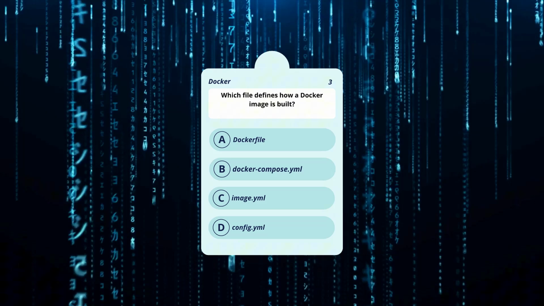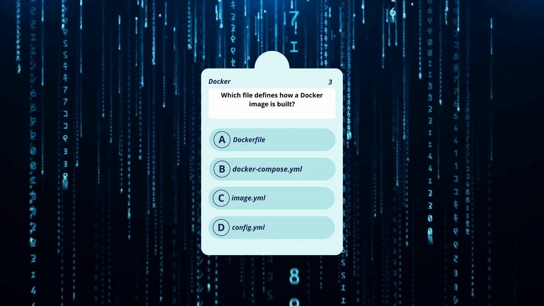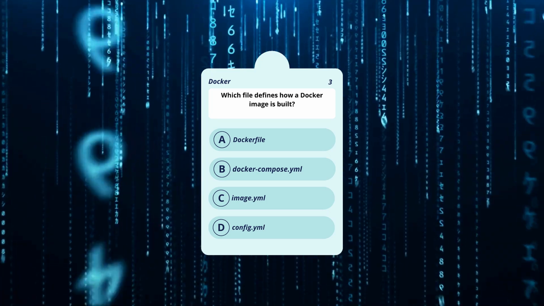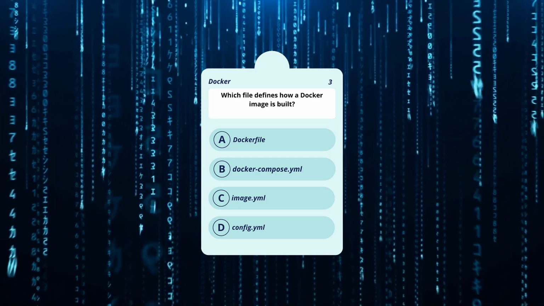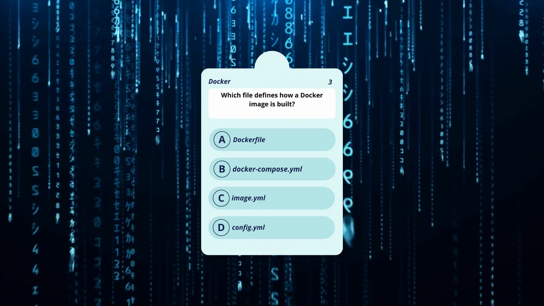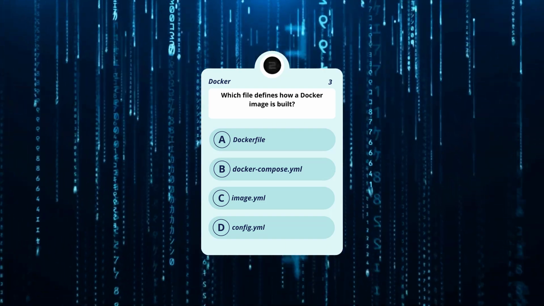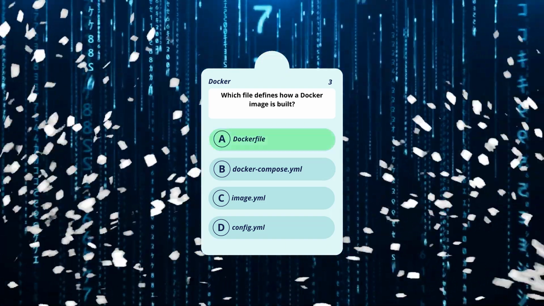Which file defines how a Docker image is built? A. Dockerfile. B. docker-compose.yml. C. image.yml. D. config.yml. Answer: A.